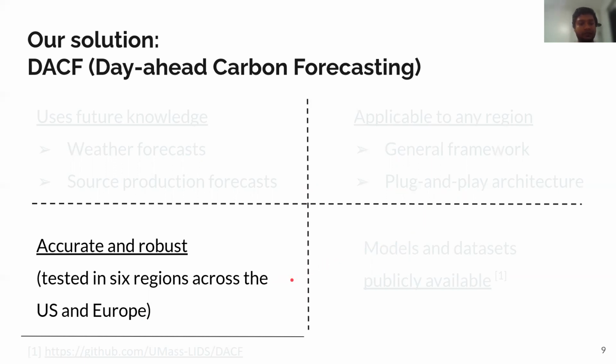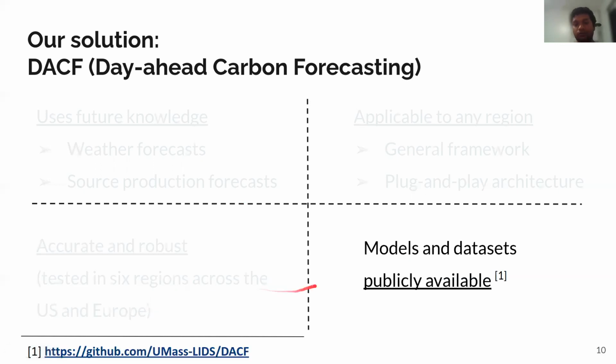We tested it in 6 regions across the US and Europe, and DACF provided accurate carbon intensity forecasts, and the system is also robust. Also, all the models and datasets used in DACF are publicly available and easily accessible in the following GitHub repository. And so it can be accessed easily by researchers and consumers for their work purposes.